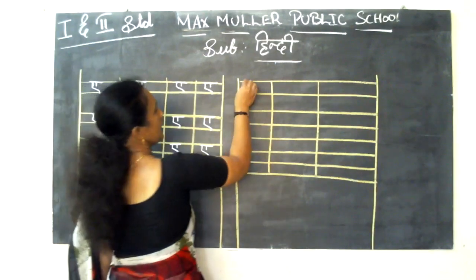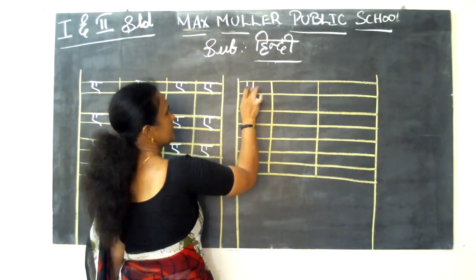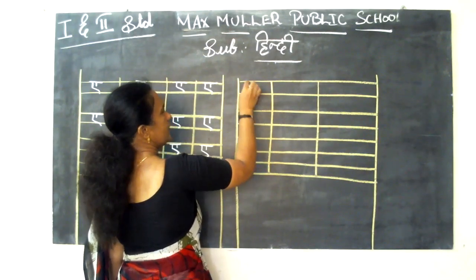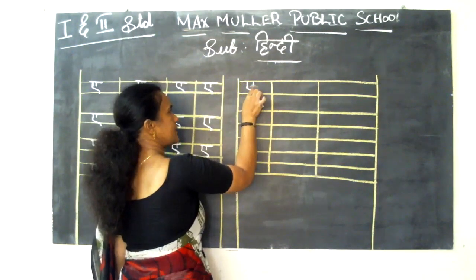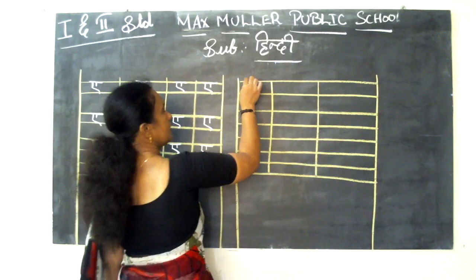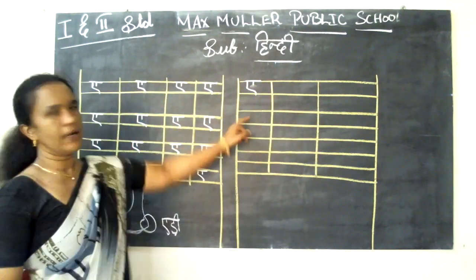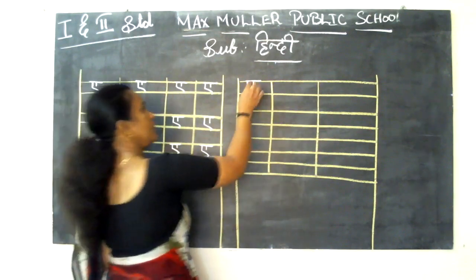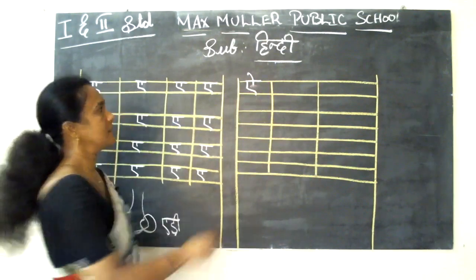I. Same like A also. See here, two standing lines, like 11. This first standing line, touch this line and write a slant line, like this. Then a slipping line. Like A only you have to write. I also, you have to give a matra like this. I ki matra like this.